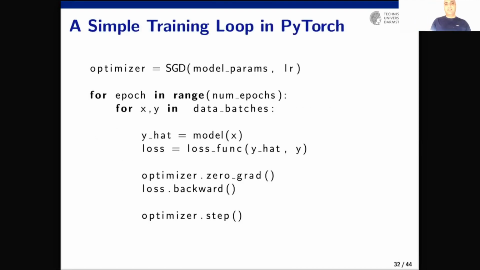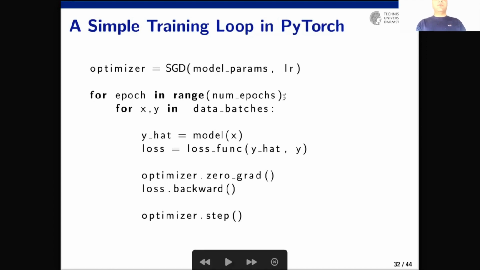Okay, so let's look at a simple training loop in PyTorch. PyTorch is a framework for defining neural models and also training a neural model. Many algorithms are already implemented in PyTorch, so the only thing that we need to do is to define a training loop. A simple training loop in PyTorch looks like this.